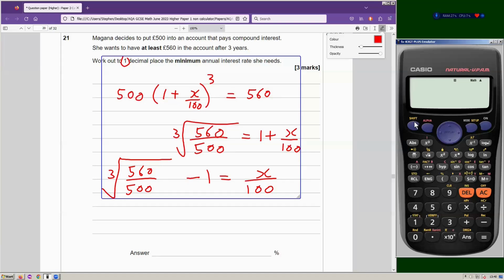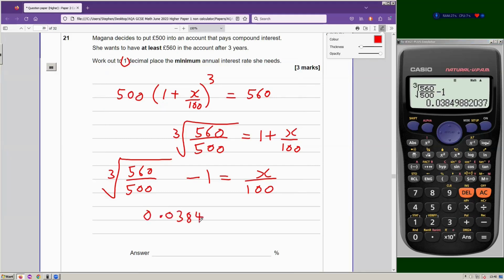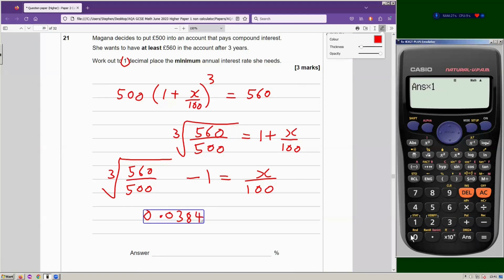Cube root is there, so we go shift, cube root, use this, 560 over the 500. I think I've got to go one more, like this, minus 1, is over 100, 9. So if I times it by 100, we've got our percentage rate.